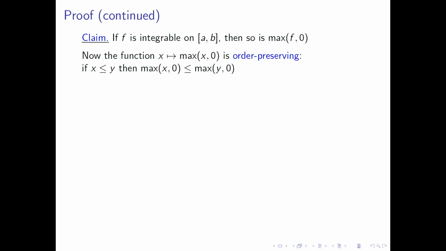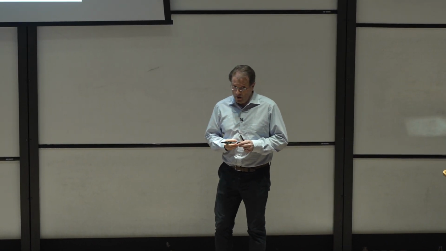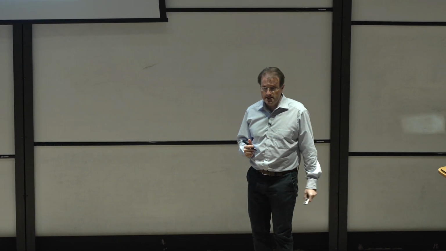is the following fact. If I look at the function that sends a real number x to the maximum of x and 0, then this is order preserving. What that means is that if x is less than or equal to y, then the maximum of x and 0 is less than or equal to the maximum of y and 0. Okay, so this is not very hard to prove.